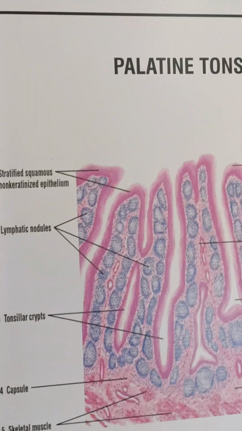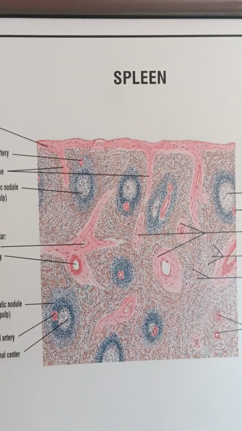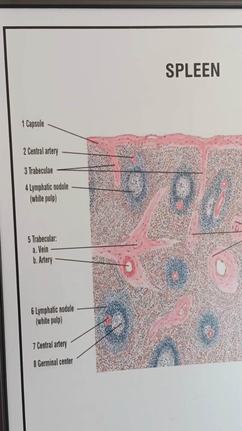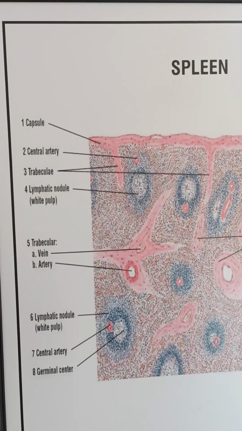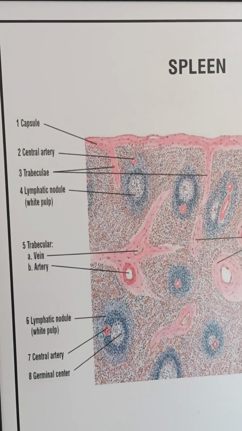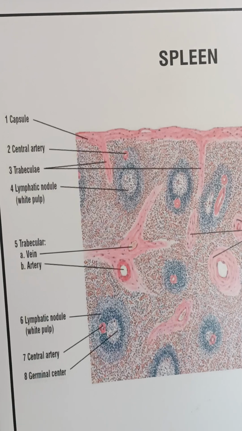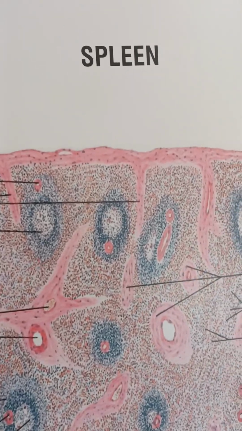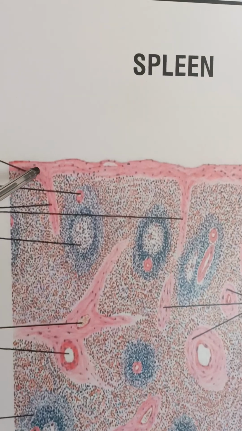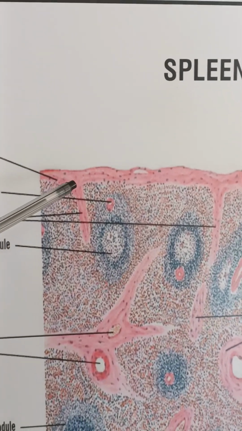Today we are going to talk about the spleen. This is one of the lymphoid tissues. We are going to talk about the histology of the spleen. The spleen has a very bright capsule. The capsule covers the spleen. It is made up of dense connective tissue, and you can also see some trabeculae extending from the capsule. So these are the trabeculae that you can see. It is extending from the capsule.